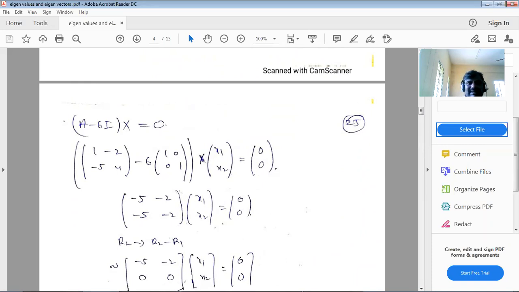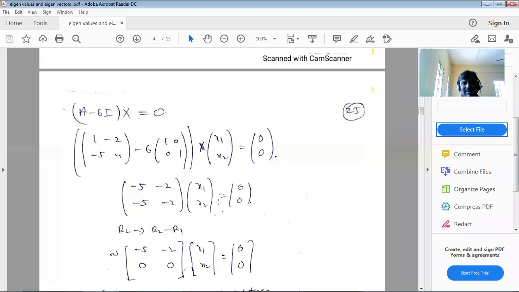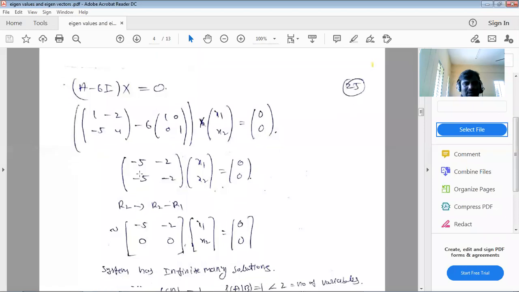This system always has infinitely many solutions. That is the main point here. Other than 0 you have to find the solutions. How do we check for infinitely many solutions and find them? Using the rank method. Therefore, convert into echelon form.